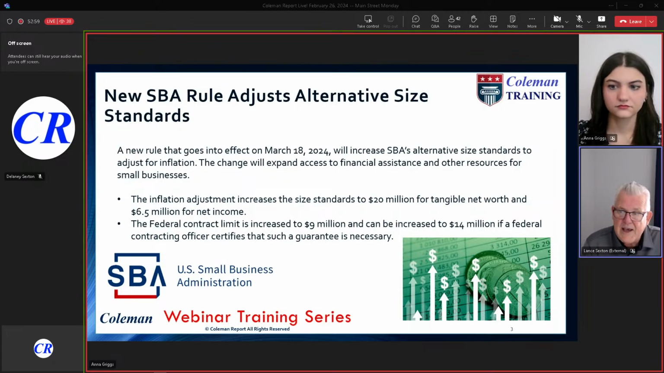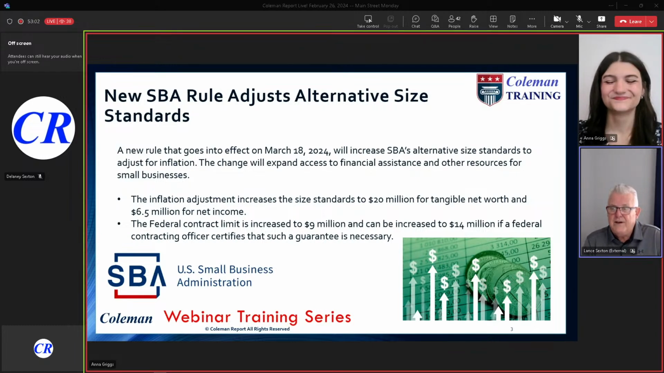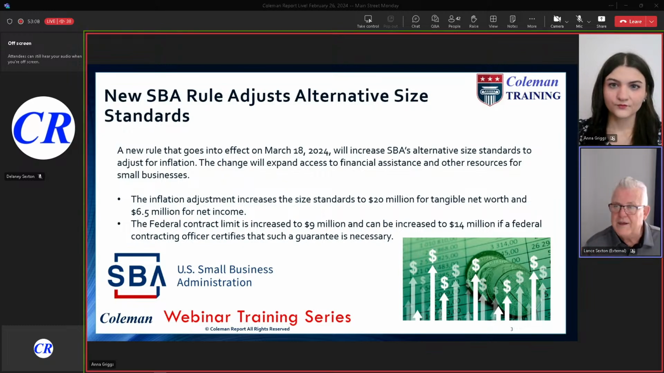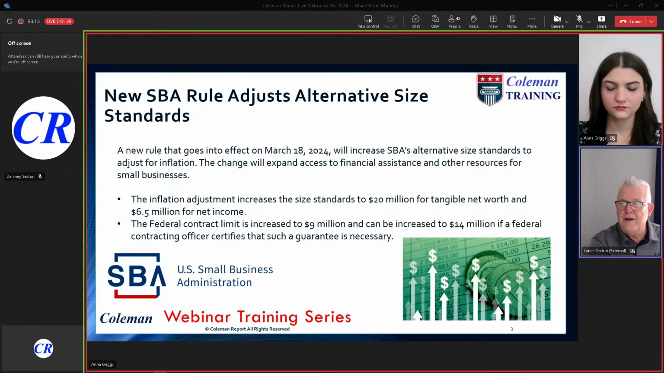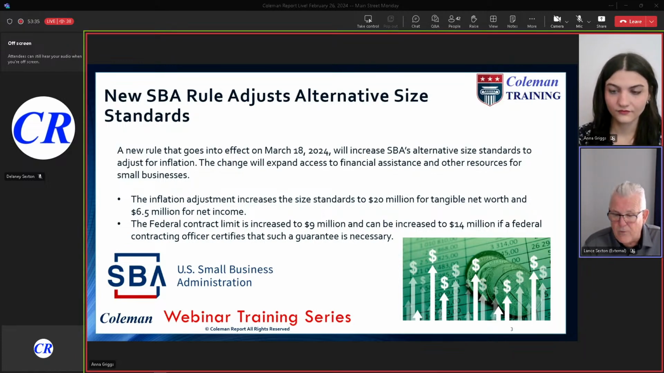And they've increased that to $6.5 million. So a company can have your last two. If you're looking at a company today, you would look at their 2023 net income and their 2022 net income. And I always tell people, guys, it's an average. They could have had $12 million in net income in 2023 and had a loss in 2022 and still qualify because it's average net income. So those are the two new alternative size standards: $20 million in net worth, $6.5 million in net income.